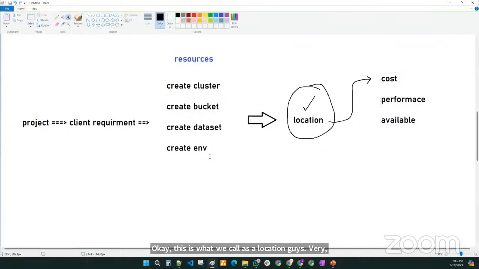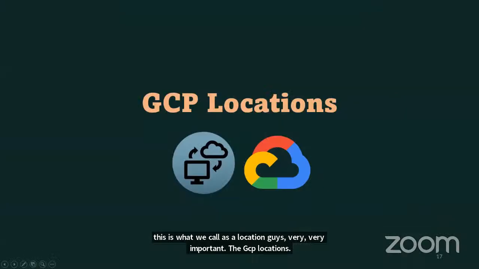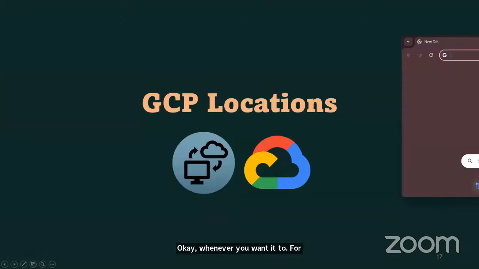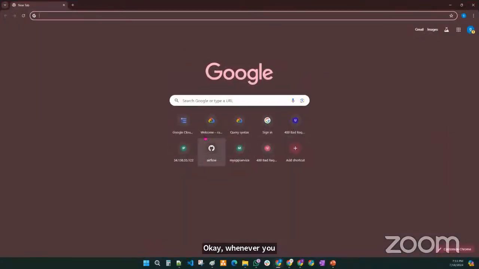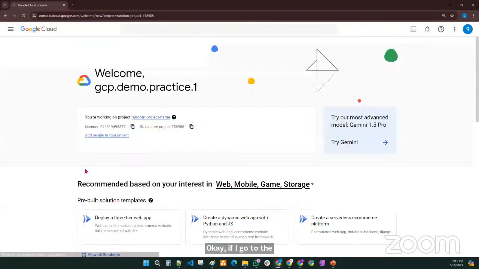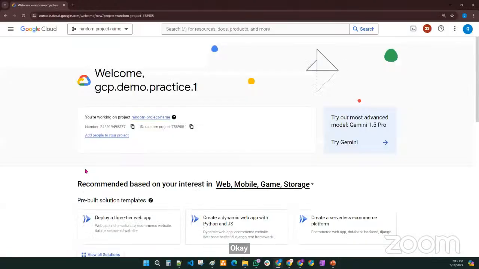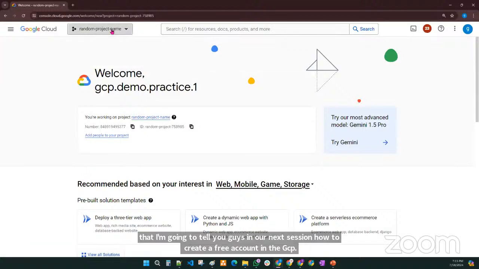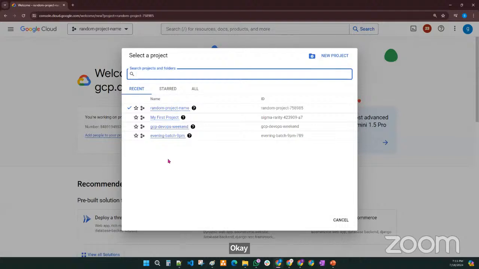Whenever you want to, for example, let me go to the Google Cloud Platform and show you first. Don't think that I am not going to tell you how to create a free tier account in GCP. In our next session, I am going to tell you how to create a free tier account in the GCP.